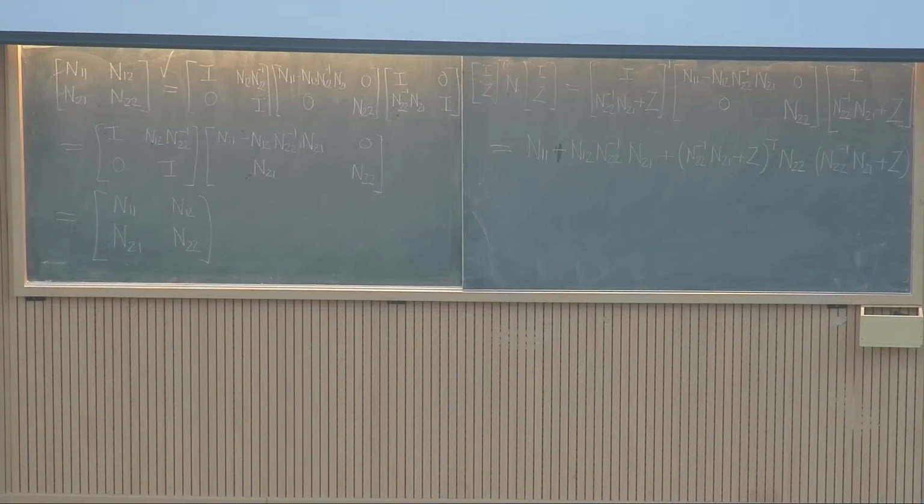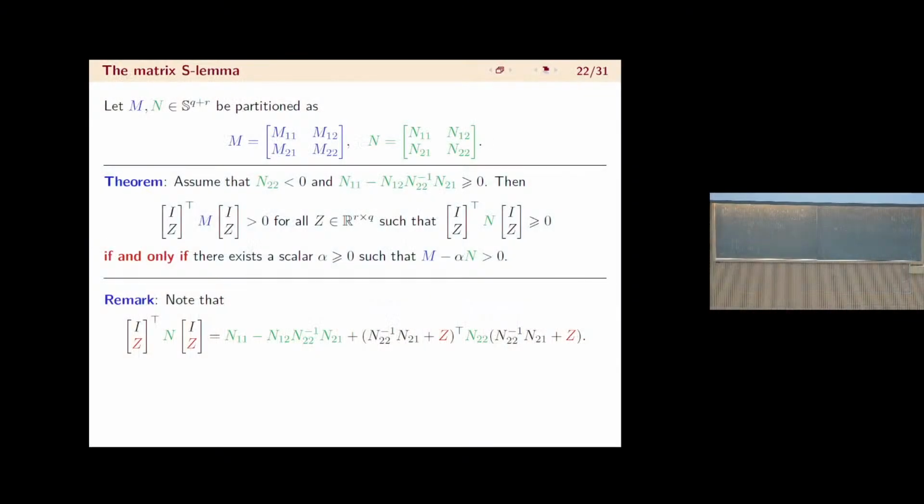Neither positive definite nor negative definite. Yes. Capital N is not definite in general. True. But part of N is definite, so n22 is negative definite, and the Schur complement is positive semi-definite. Yeah, but the matrix N itself is not definite. How do we construct such a matrix N? Very good question.